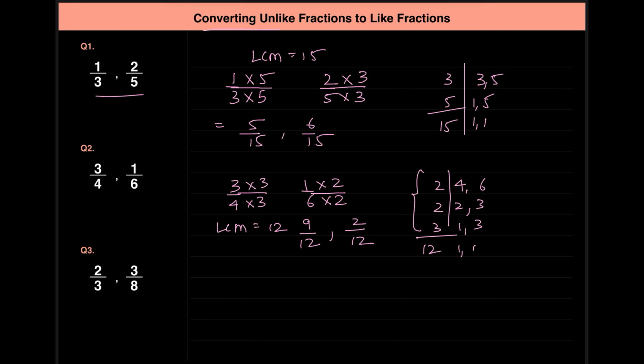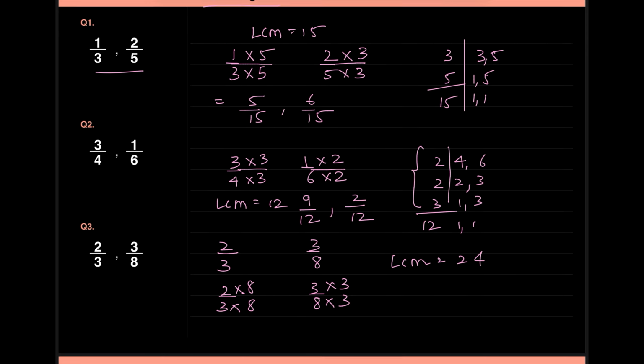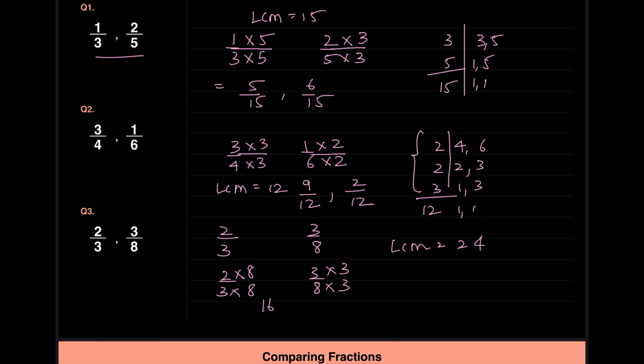The last one I'm going to do a little faster. The LCM of these numbers, 2 upon 3 and 3 upon 8, is 24. So 2 upon 3 into 8, into 8; and 3 upon 8 into 3, into 3. So this gives us 16 upon 24 and 9 upon 24, and this is how we have to convert into like fractions.